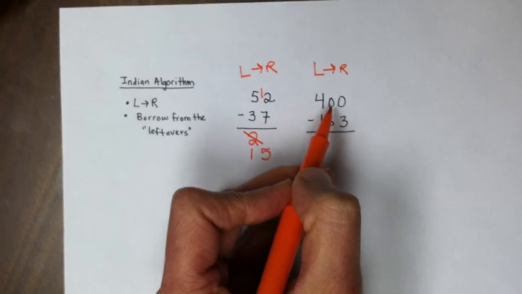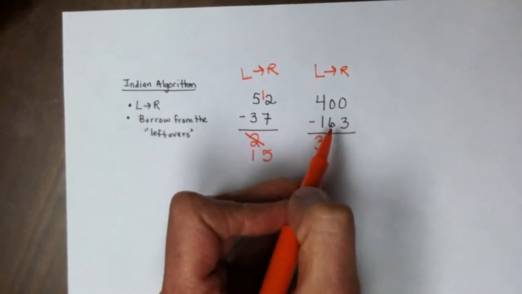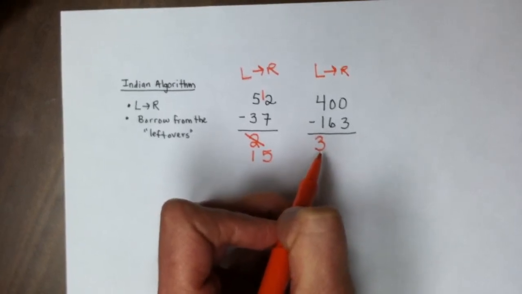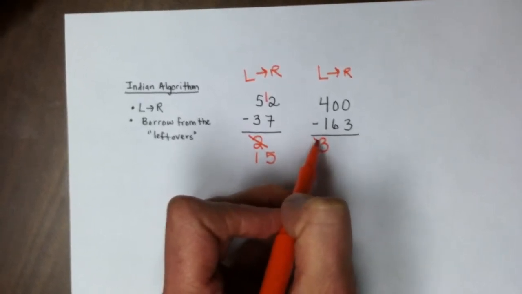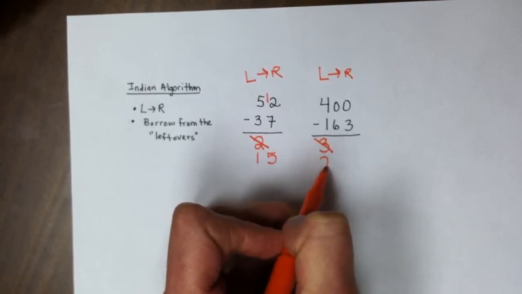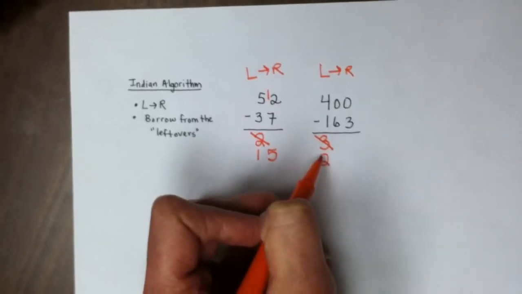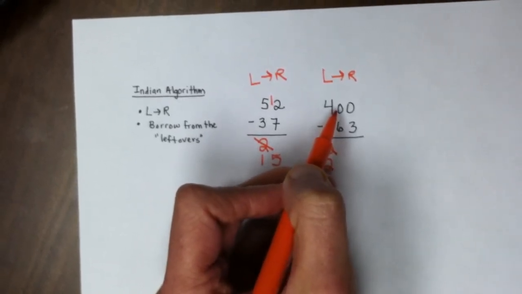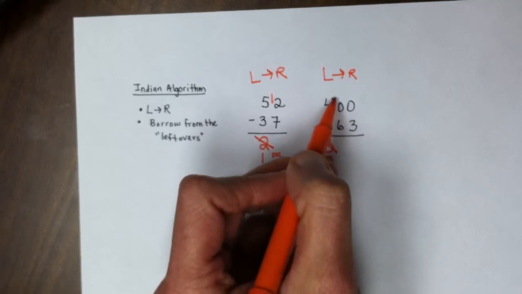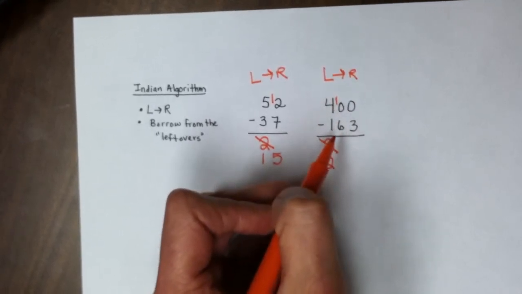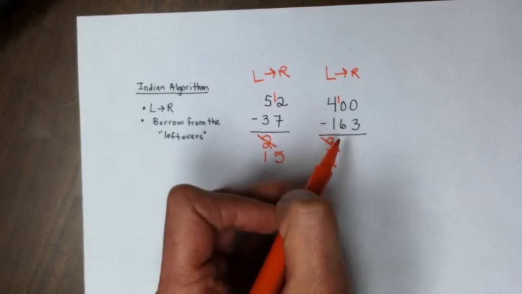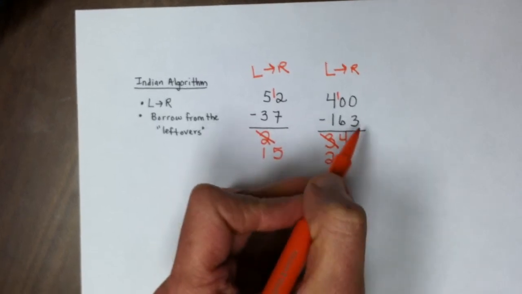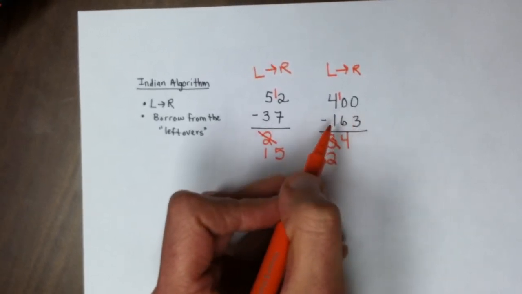Now I have 0 tens and I'm wanting to take away 6 tens. So I'm going to have to borrow from the 3 hundreds we had left over. So I'm going to cash one of those hundreds in. I have 2 hundreds remaining. And that 100 is going to cash in for 10 tens that I'll add to the 0 tens I already had. Now I have a total of 10 tens that I can subtract these 6 tens from, which gives me 4 tens left over.